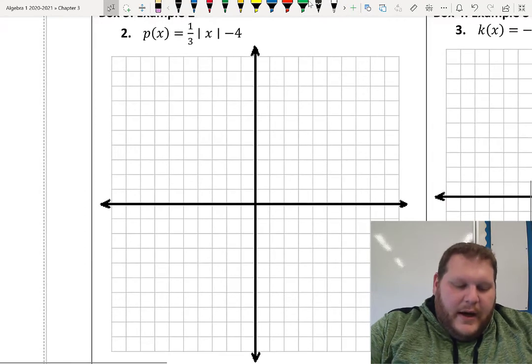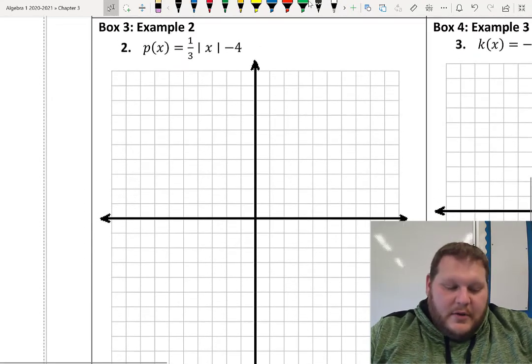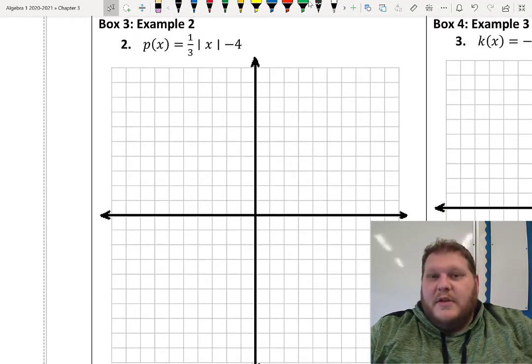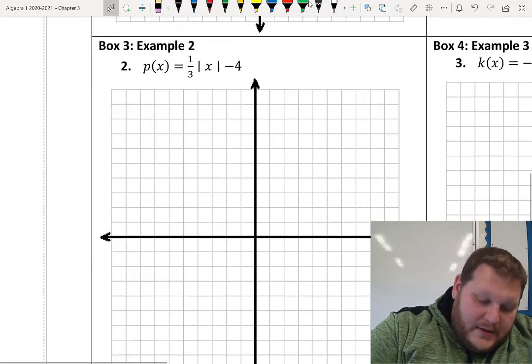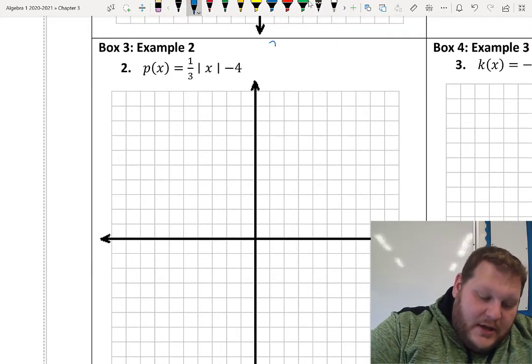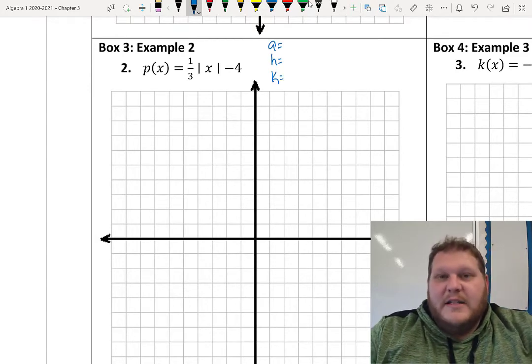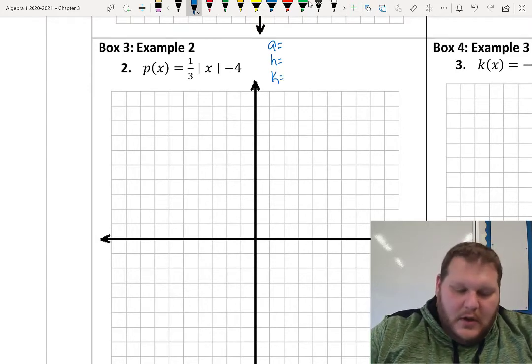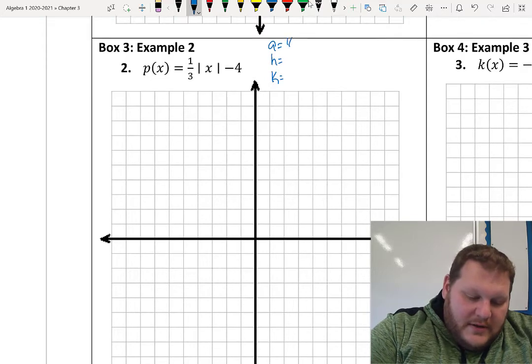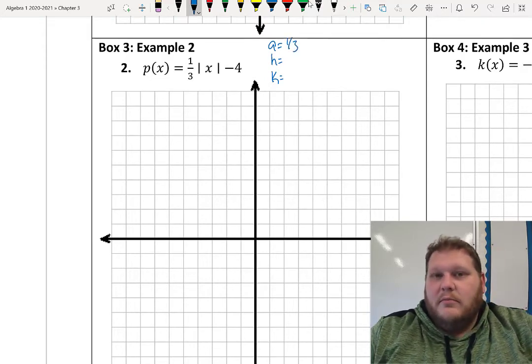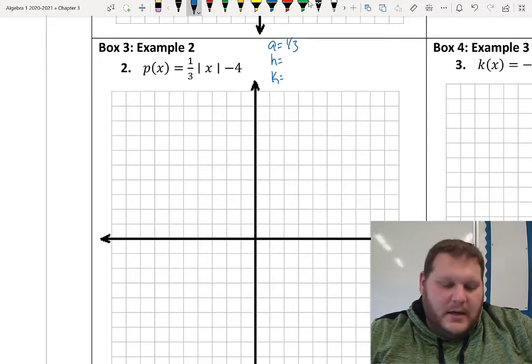Okay? All right. For number 2 here in box 3, we've got some different things happening. I still need to figure out my A, H, and K. If you want to write these out, you can. If you don't want to write them down and explicitly label it, that's fine too. My A value here is actually 1 over 3, so our slope is going to be 1/3 on either side.